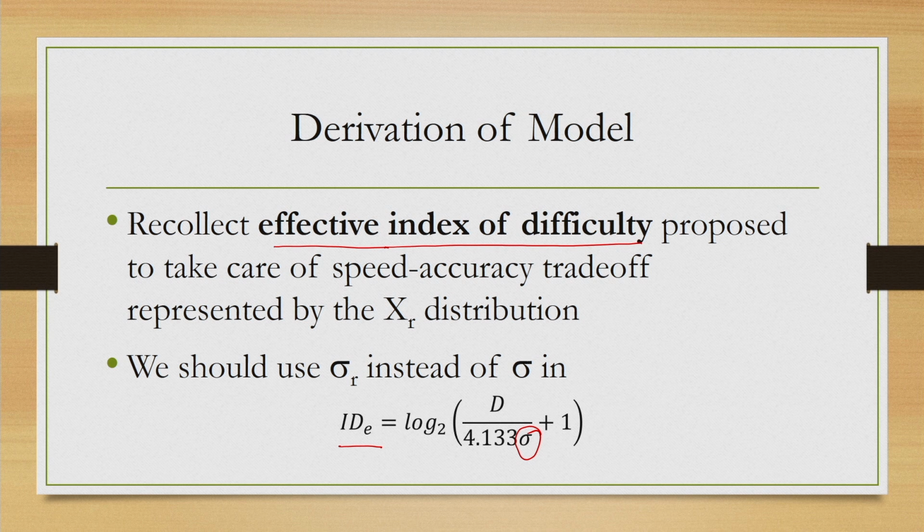So, in that case we clearly have to consider only the distribution due to relative precision, which happens due to speed accuracy trade off, and the corresponding standard deviation. So, instead of sigma, here we are supposed to use sigma_r to compute the index of difficulty for interactions or interactive tasks where the error rate is more than 4%.